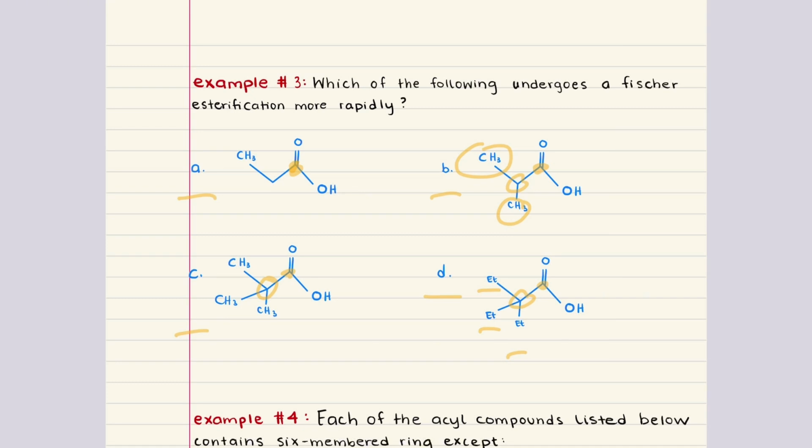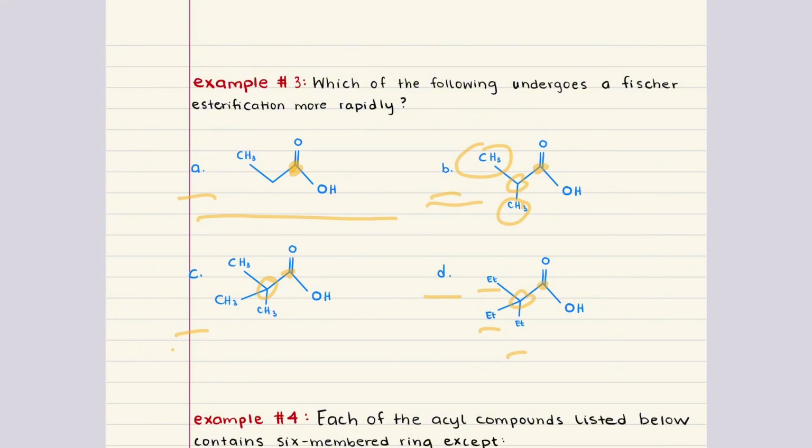Therefore, based on steric hindrance alone, structure A will undergo Fischer esterification the fastest because it has the least steric hindrance. Now, it's also important to point out that there is a second factor to consider, and that is electron donating groups. When alkyl groups are attached near a carbonyl carbon, they're going to donate electron density through inductive effects. And this makes the carbonyl carbon less electrophilic and less reactive towards nucleophilic attack.